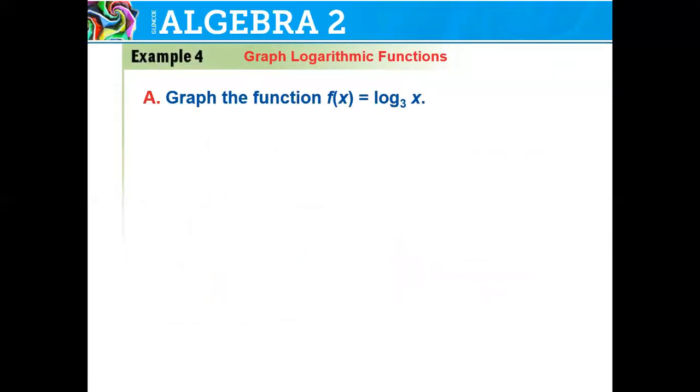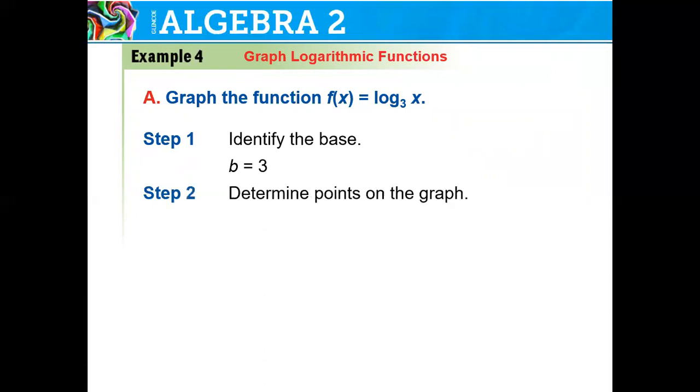Okay, so in this example, we will learn how to graph the function f of x equal log base 3 of x. So step number 1, we need to identify the base. You need to know what your base, what your b is. Here b is 3. So you know that here b is greater than 1.